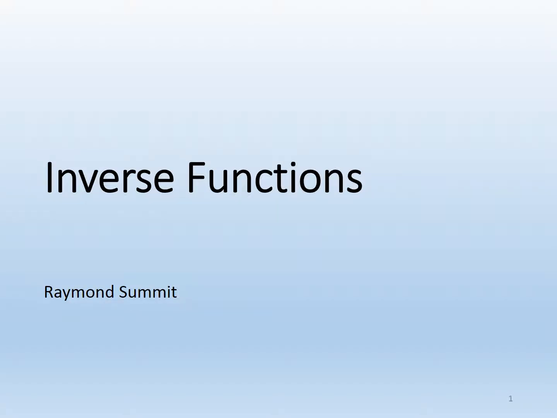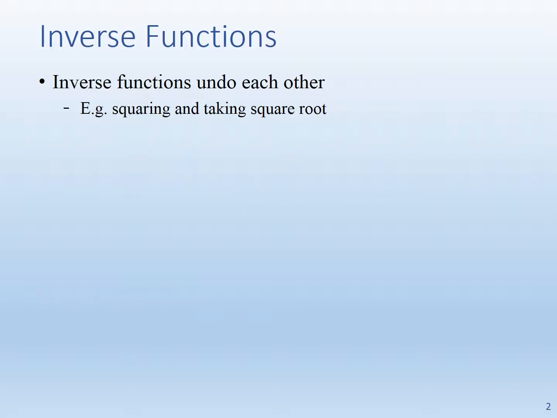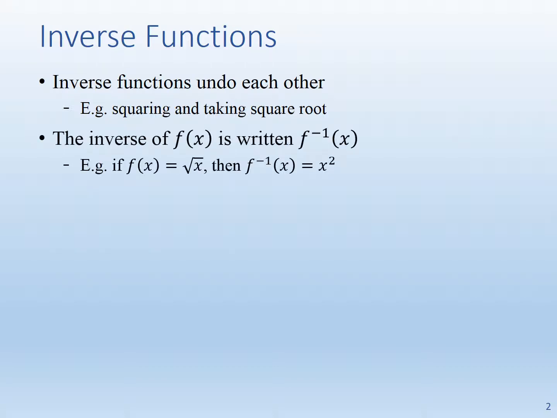Have you ever done something that you wish you could undo? Well, in maths it can be done with inverse functions. So functions like squaring and taking the square root will undo one another. So they're inverse functions. And inverse functions are written with this notation of f to the negative 1 of x. So if our function is the square root of x, then our inverse function is x squared.